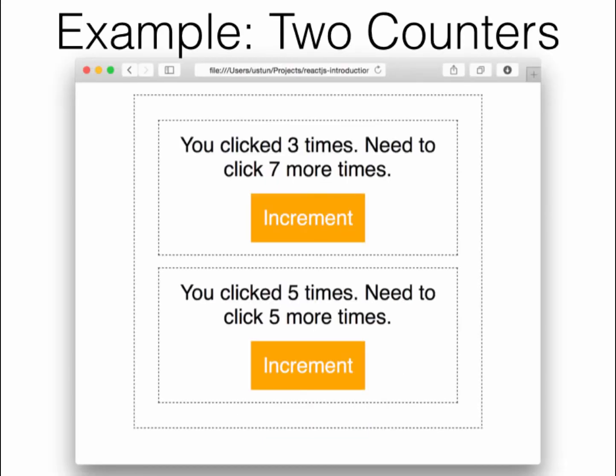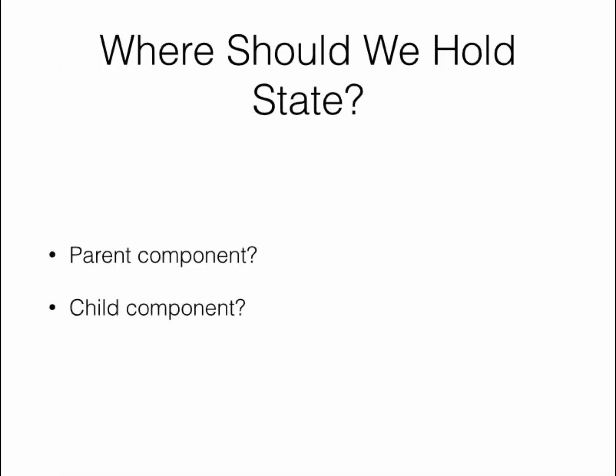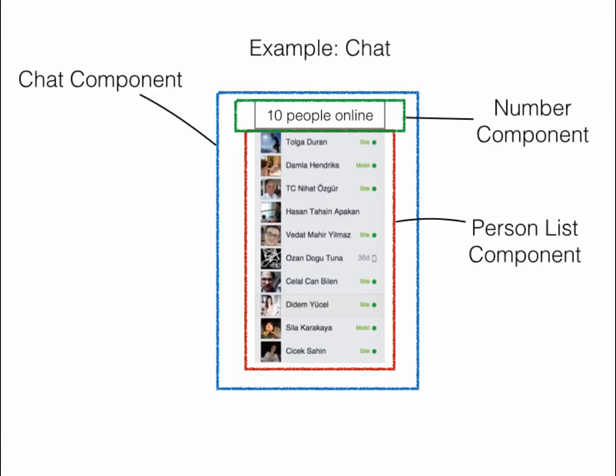So let's give an example for this. We have now 2 counters. Okay, now clicking one should increment one, but also decrement the other. Now where should we store state in this example? Should we be storing state in the child components, or should we be storing state in the parent component? But before we answer that, let's first look at the chat component first.